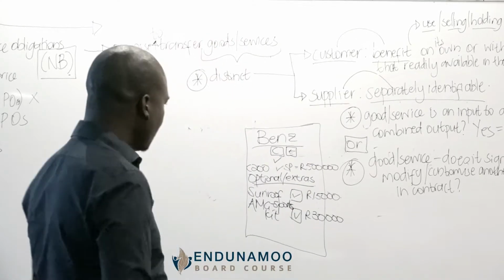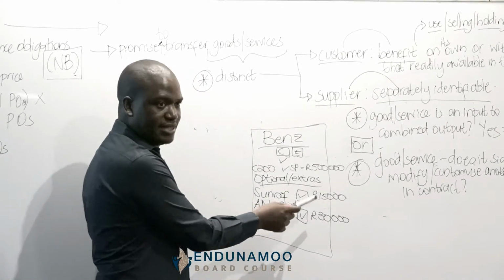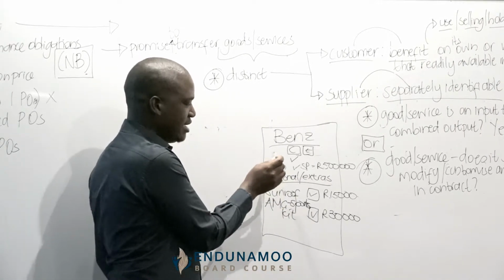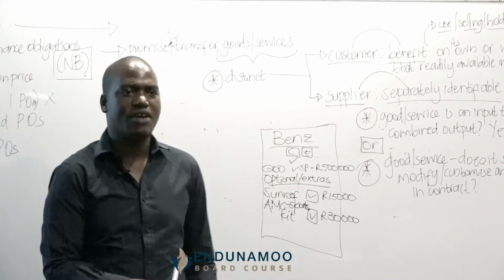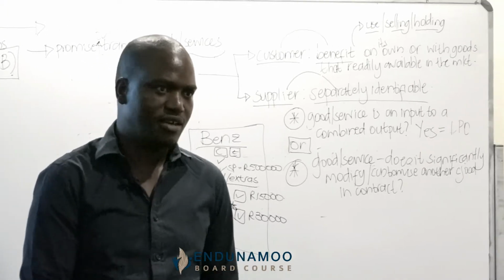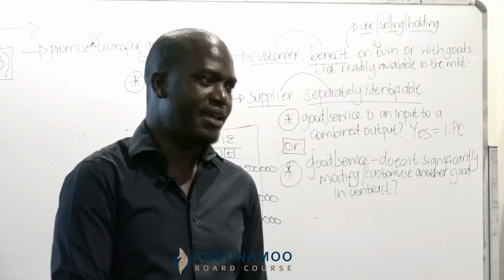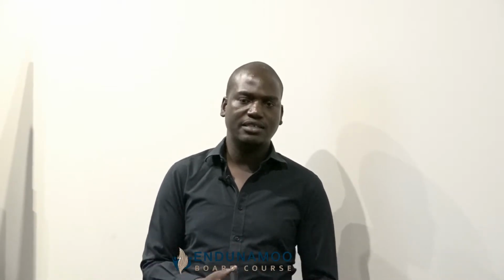So now, what do you think? Is the AMG Sports Kit an additional distinct good, or is it that the customer is buying a C200 with a sunroof and that has been modified with the AMG Sports Kit? What is the customer demanding? Is it an additional good or service that he desires from the supplier, or he's just demanding a car with specific characteristics or qualities? That's what we want to know.